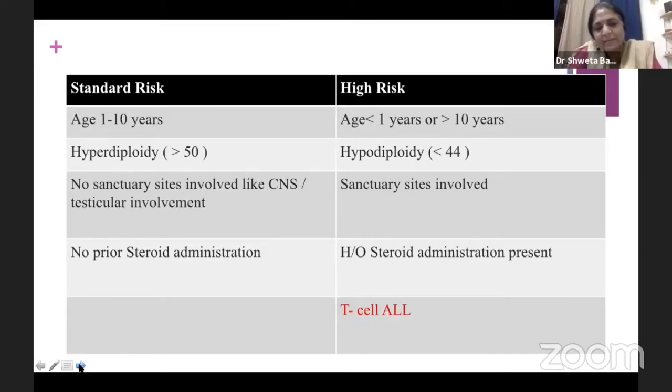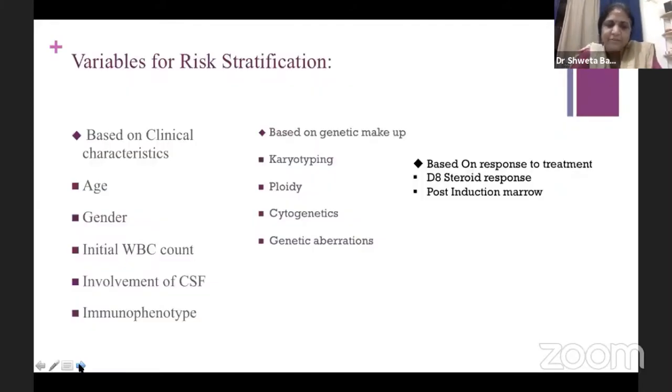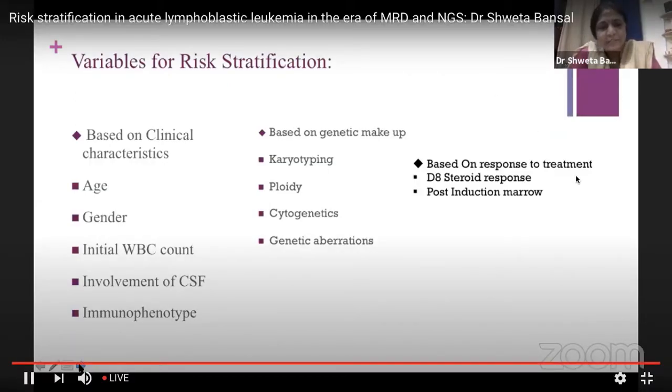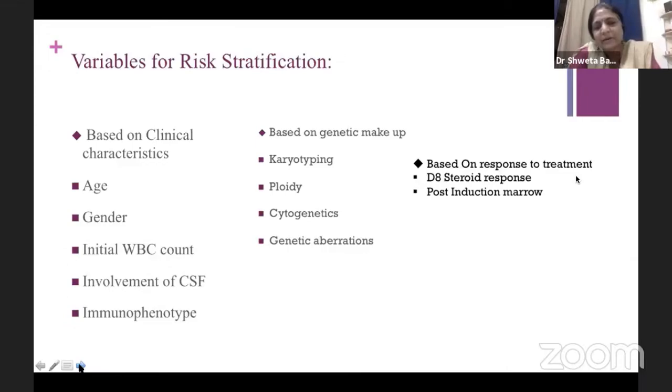Similarly, in the high-risk patients, T-cell ALL was considered as high risk, but now with the contemporary treatment protocols, again it is considered as not so high-risk feature. Now, we know that genetic makeup and clinical characteristics are important, but still there was a population of patients who were not fitting into the picture.